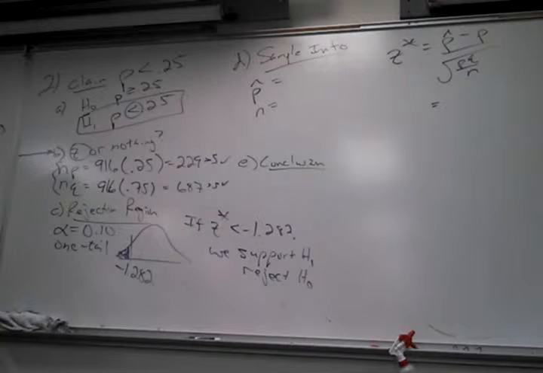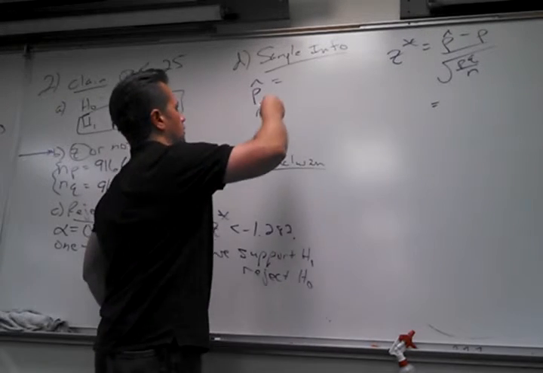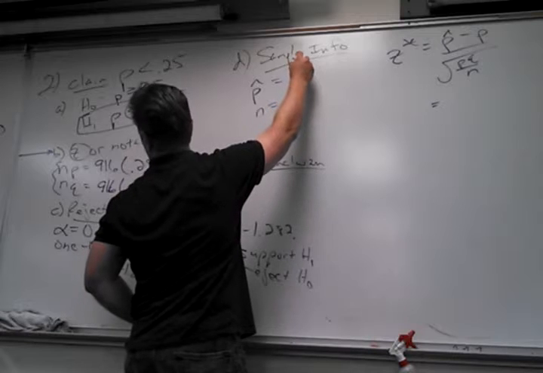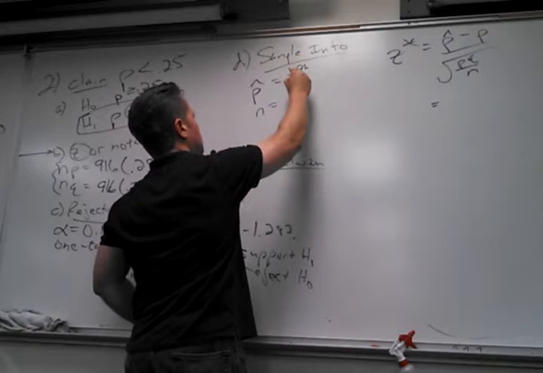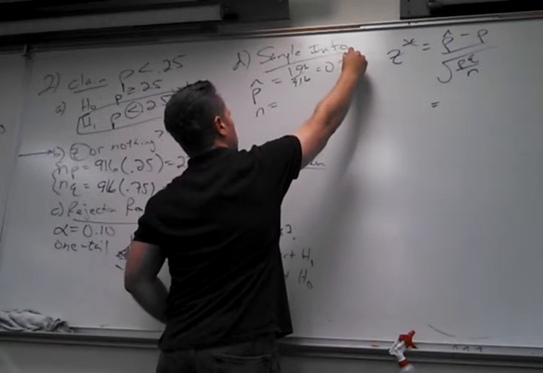So hopefully you guys are maybe working on your conclusion. Who's got p hat calculated? 96 over 960. 0.214?